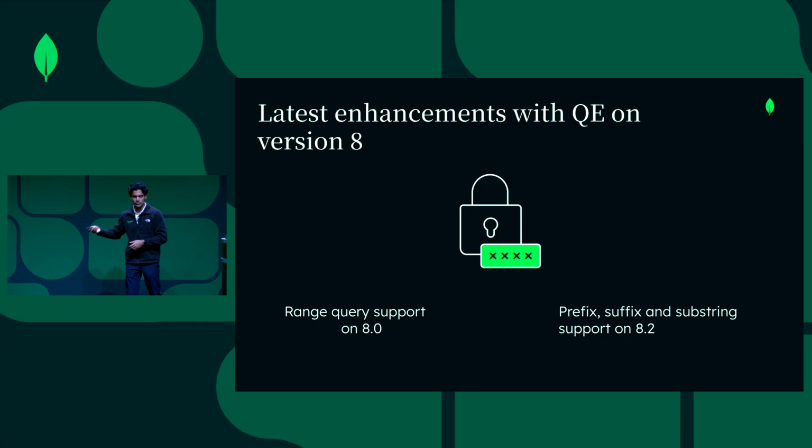And with 8.2, we released prefix, suffix, and substring support. So for example, if I'm looking for people whose first name starts with "so", I can use queryable encryption to do so. If I want to find people with the last name Morrison, I can do that as well. Or for example, my data has "electricity refund". You can run that exact substring search in fully encrypted data to secure your user information.